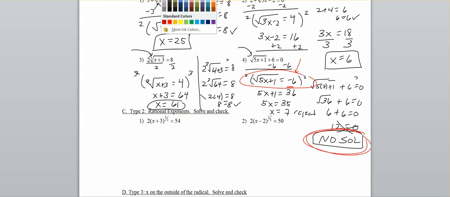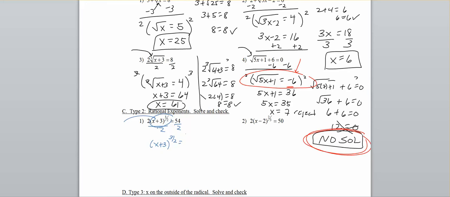Okay? All right, let's try the next section. Now type 2, where we're going to give you equations with rational exponents. Our first step is still the same: I'm going to isolate this term right here, the x to the rational exponent. In order to do that, I'm going to have to divide by 2 first to get rid of that 2 out front. So let's divide both sides by 2. So I'm going to get x plus 3 to the 3/2 power is equal to 27.